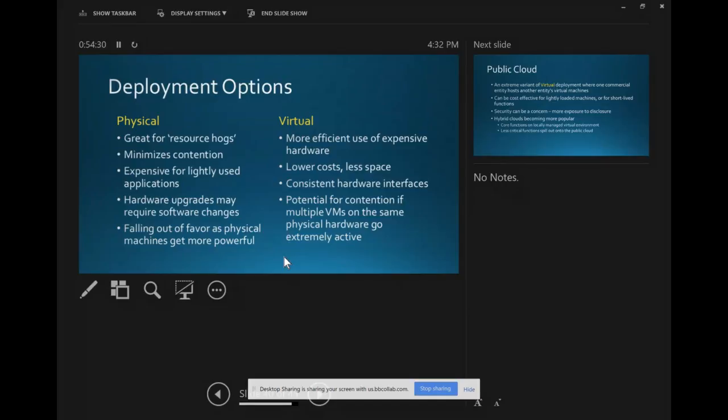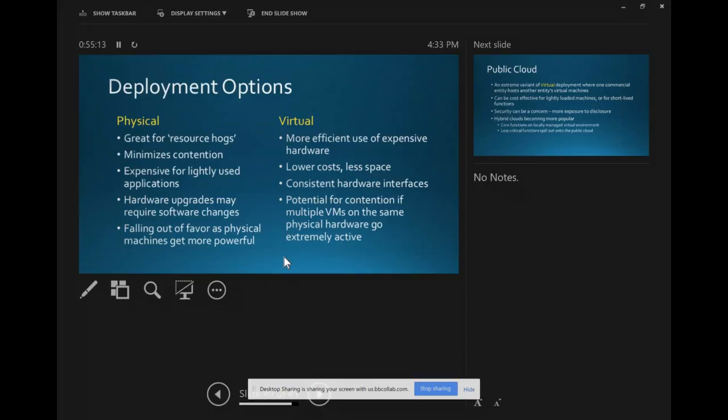So this is great for applications that are really big resource hogs that do a lot of I/O, a lot of reading and writing of the disk, or reading and writing from memory, or consume lots of CPU time. It's great to give them a machine where they don't impact other people if they consume all of the resources. It minimizes contention. They're not fighting against other applications for those resources. However, if you have an application that's fairly lightly used, putting that all on one machine is expensive, especially these days.